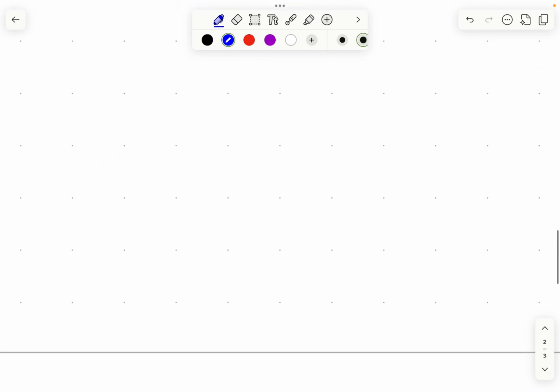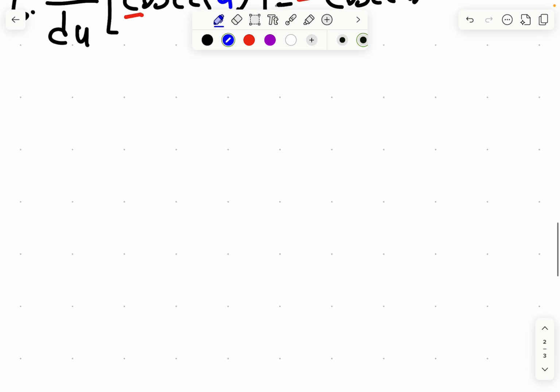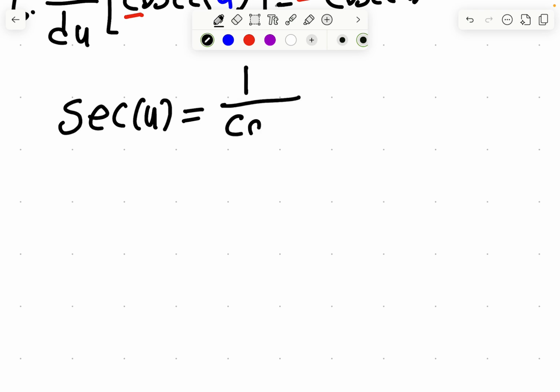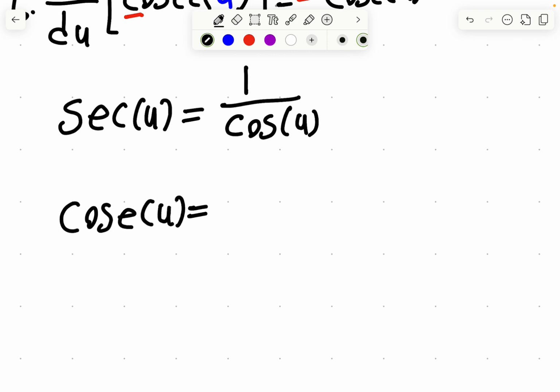So let's talk about this little thing. What is sec u, or what is cosec u? Sec u is simply equal to 1 over cos u. Then cosec u is simply equal to 1 over sine u.